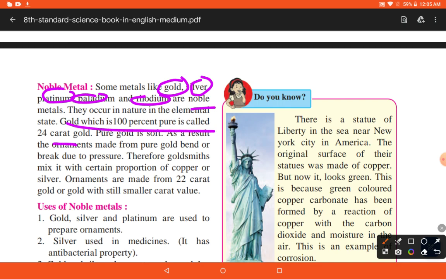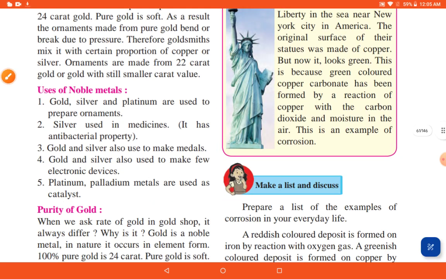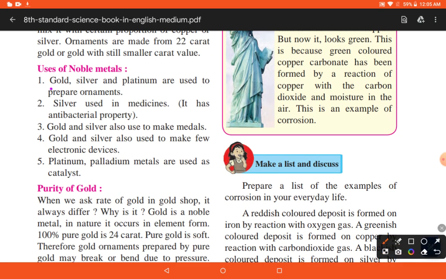That is very soft, it can break, it can bend due to pressure. That's why we mix some amounts of copper and some amounts of silver while making ornaments. So they are made from 22 karat gold. Okay, uses of noble metals. We see that gold, silver, platinum are used to prepare ornaments.